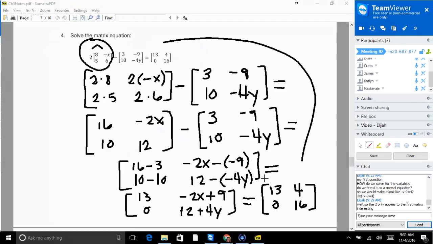So can you see 13 equals 13, 0 equals 0? That means that negative 2x plus 9 equals what? It equals 4, right? Because they're in the same position. This is our first row, second column. And we have two matrices that are equal to each other. So that means that whatever position each is in equals each other. Right? Do you guys follow what I'm saying?